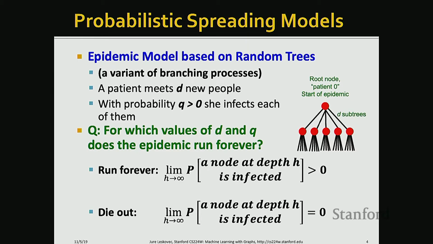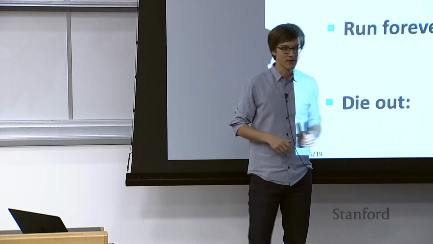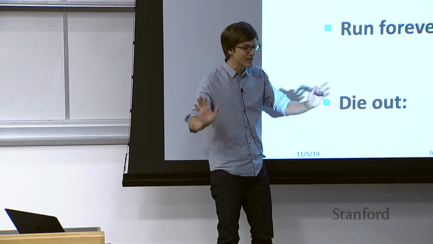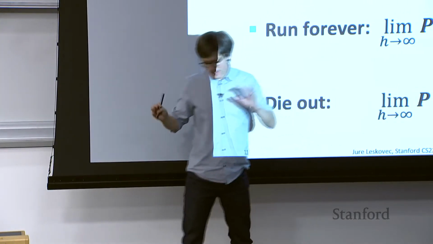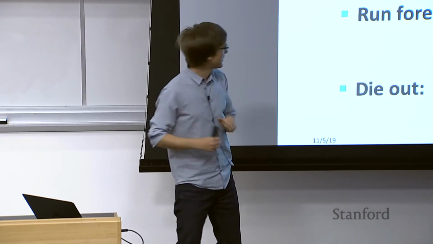Yes? Is this assuming it can be reinfected? No, it's an infinite tree. I see. It's really an infinite tree where every parent gets to infect the children, and the children have nothing in common. So that's the stylized mathematical model of this. I agree, it's very simple, very stylized, but it's still useful.